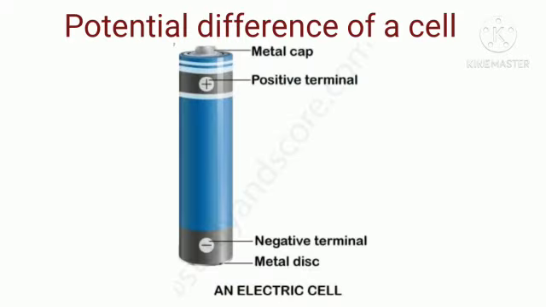Now we are going to learn the potential difference of a cell. The cell has two terminals, positive and negative terminals. The difference in the potential between the positive and negative terminals of a cell is the potential difference of that cell. This potential difference is caused by a chemical reaction which occurs inside the cell. The potential difference sets the electrons in motion, and the result is the flow of electricity through a conducting wire connected to the negative and positive terminals of the cell.